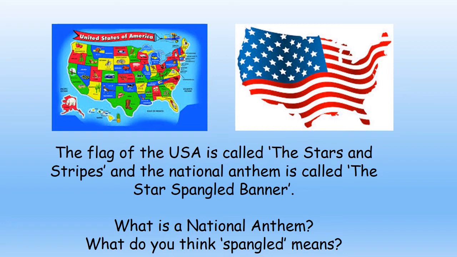And what do you think the word spangled means? It means highly decorated with something. And in the case of the Stars and Stripes, the Star-Spangled Banner is highly decorated with lots of stars to represent all of the states of the United States of America.